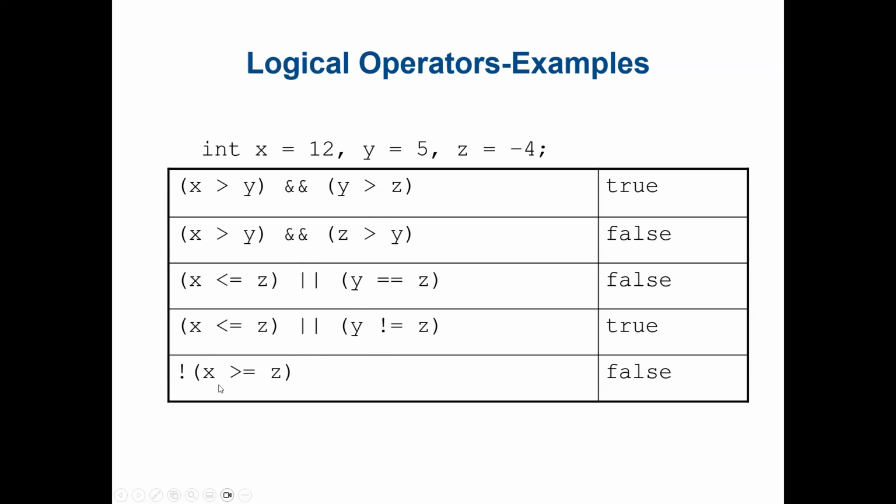Then negation, as we said, is a unary operator. It needs only one condition. So here we have, is X greater than or equal to Z? Yes, 12 is greater than -4. So it's true. But we say not true. So if it's true, not true will be false. And if it's false, not false will be true. So again, it's more or less saying negation or complement.